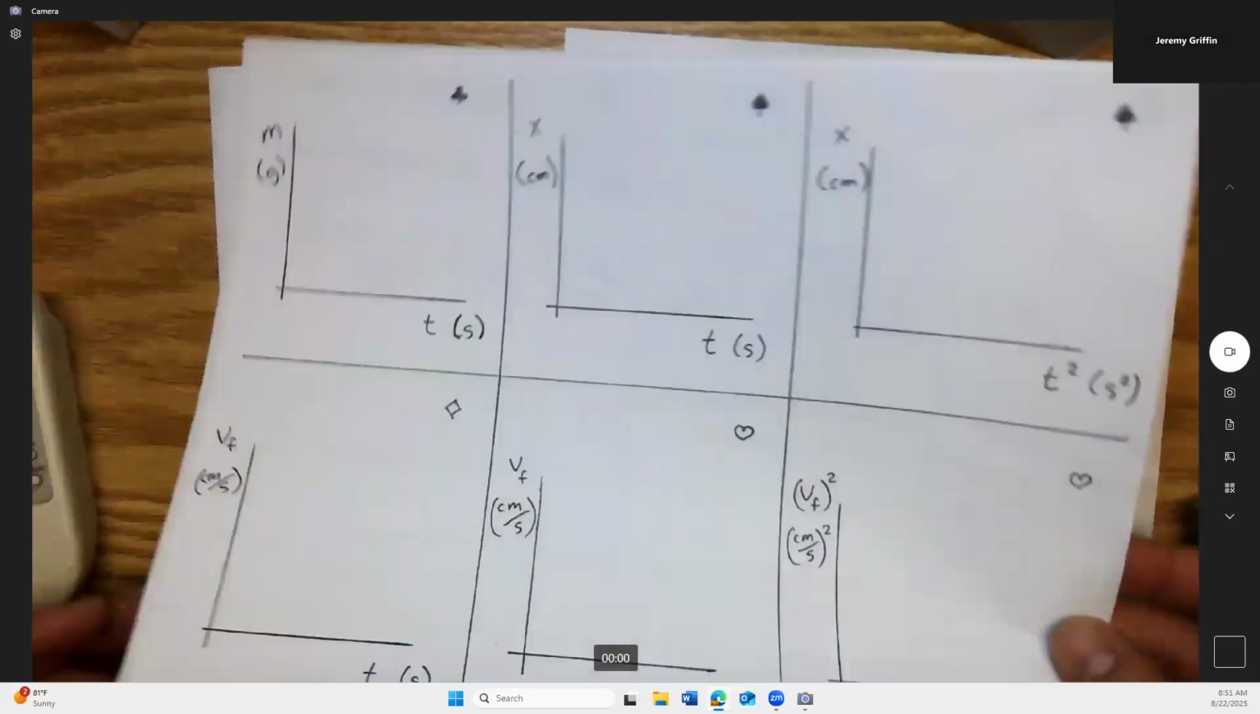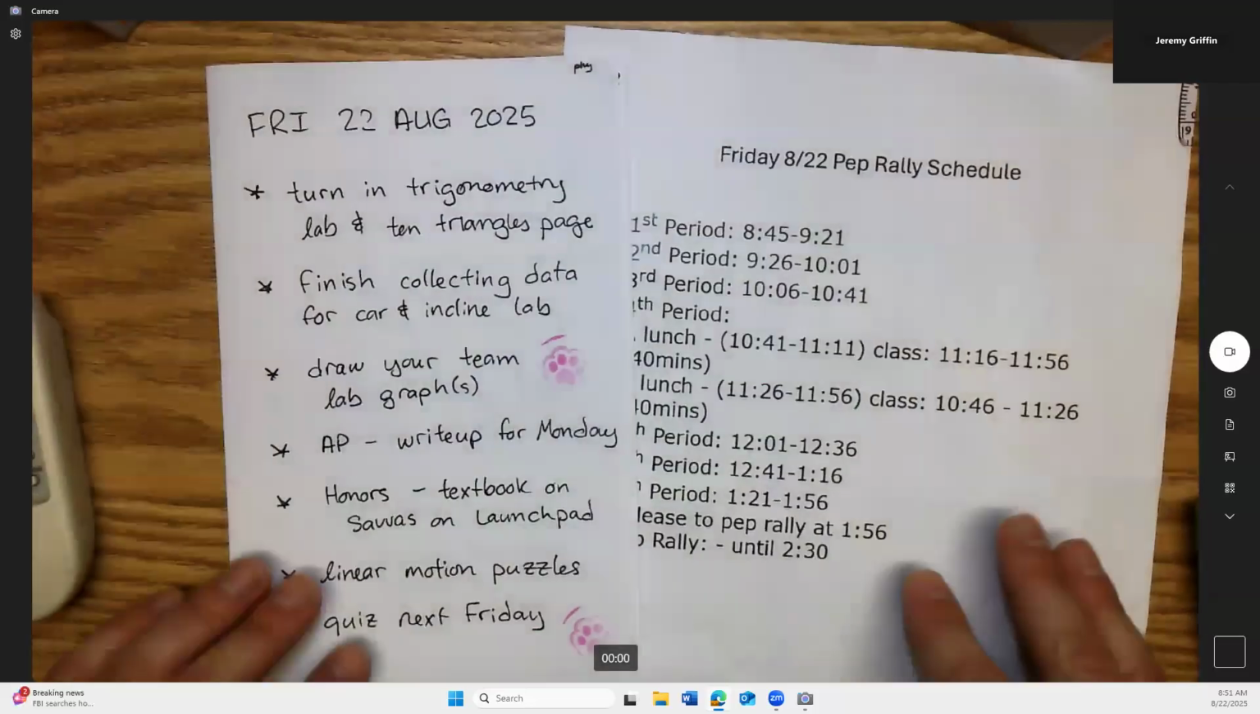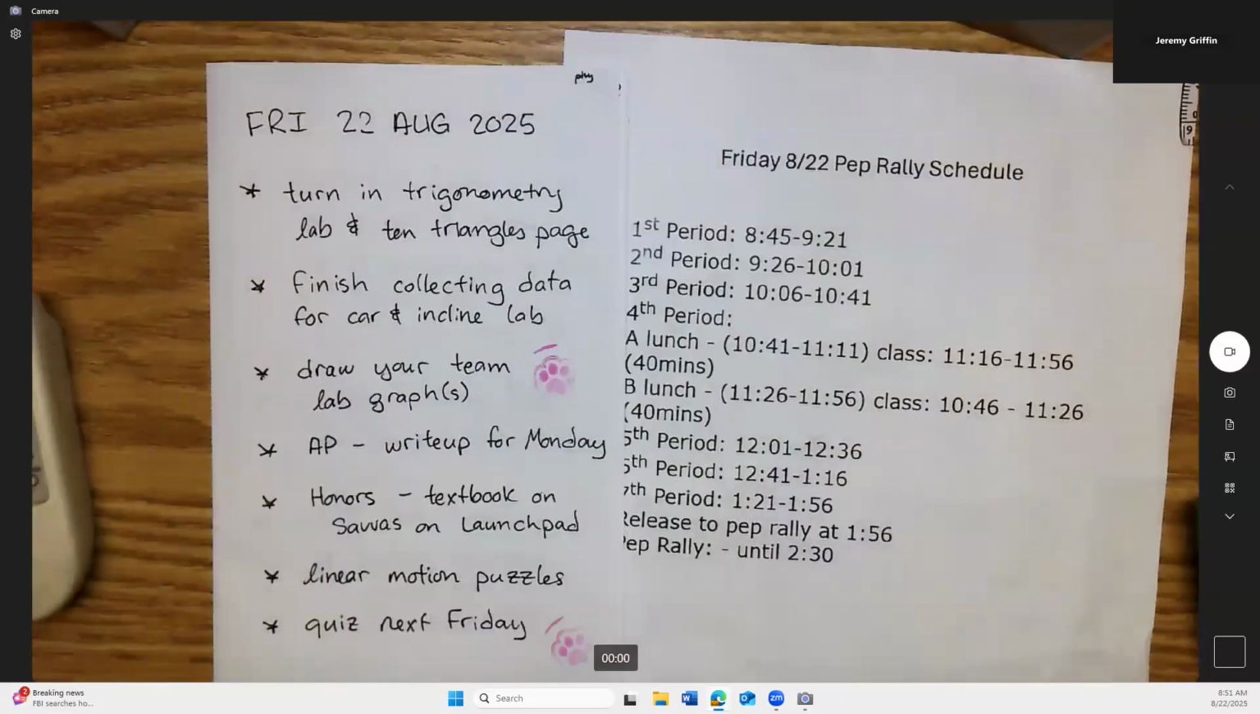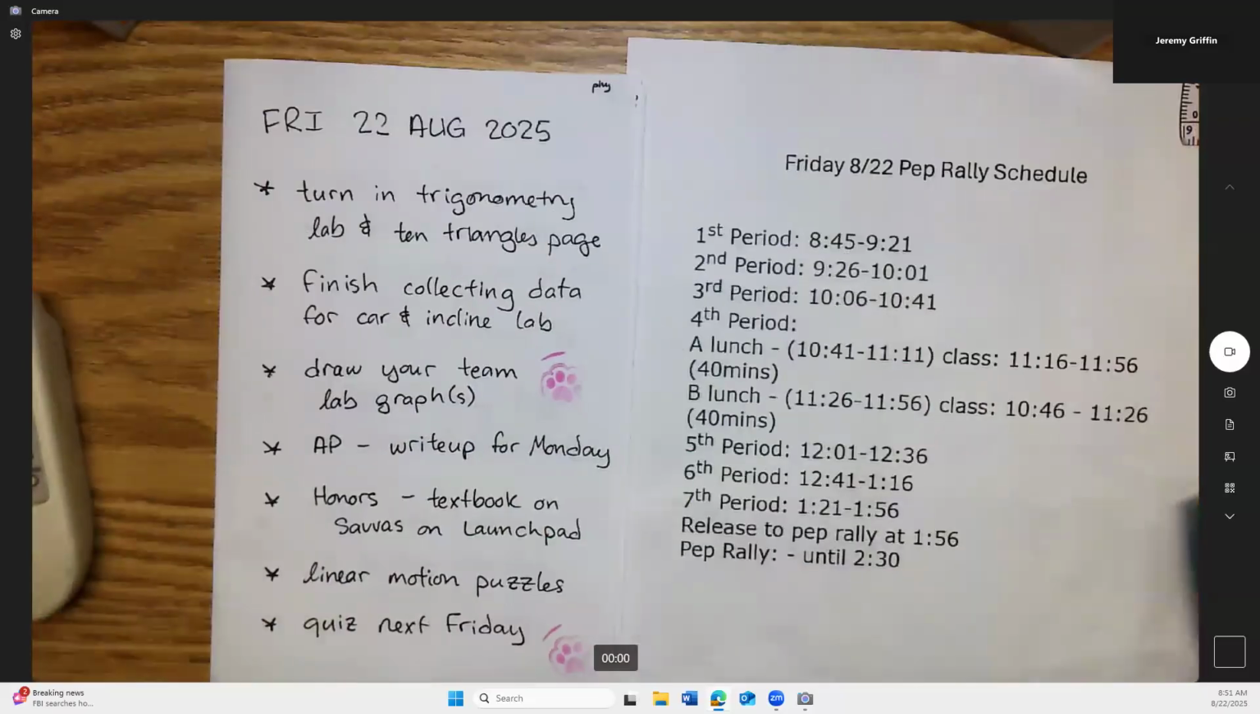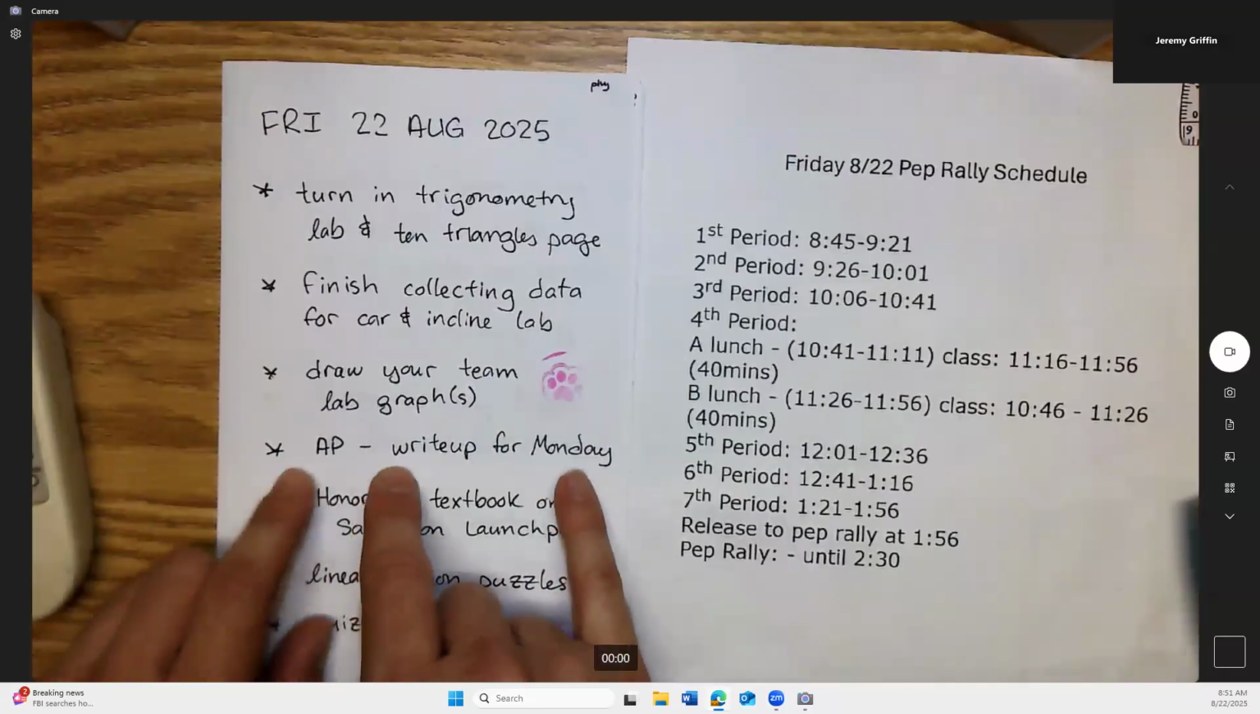So you'll be able to create 1 or 2 graphs today, and then on Monday we're gonna put all the graphs together, okay? And you'll see all the graphs, and we'll come up with a master equation to describe how the car goes on the incline. Okay, guys. Also, write up.